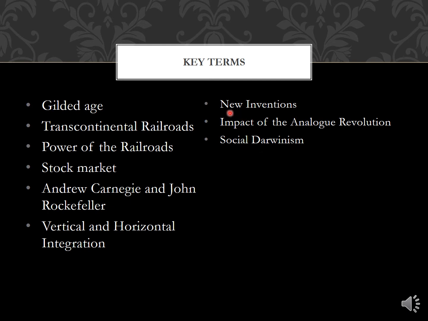Then we're going to move to talk about some of the cultural changes taking place during the Gilded Age. We're going to talk about the new inventions and how those are having an impact on people's lives. We're going to talk about the impact of the analog revolution, and I'm going to define what the analog revolution is, and what type of impact it had on not just American society, but also across the globe. And then finally, we're going to be talking about and defining social Darwinism. So let's get started.